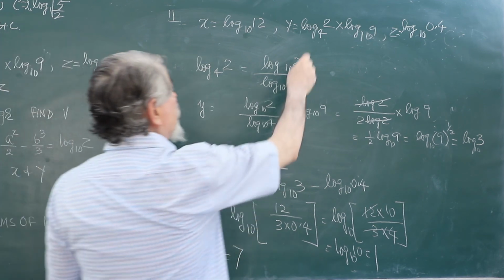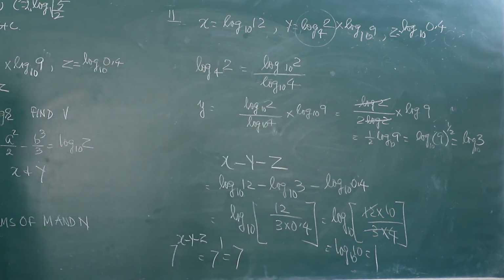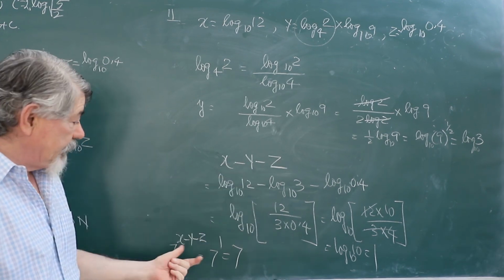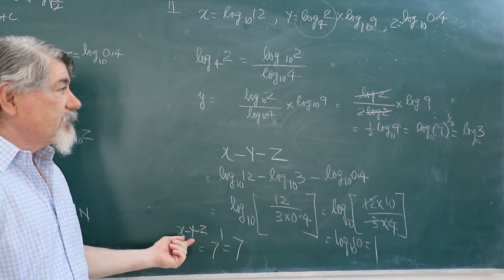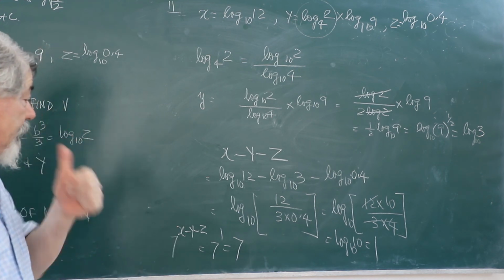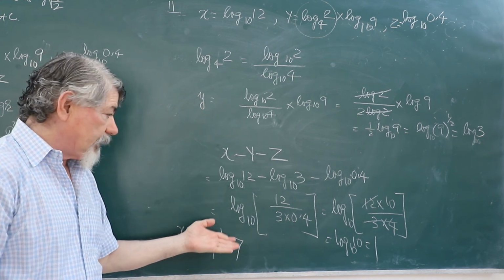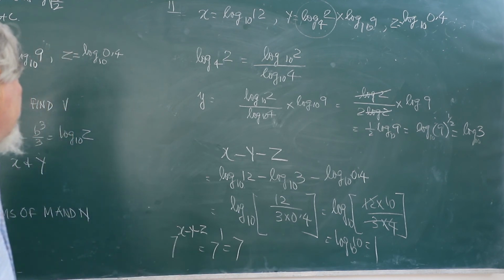The only thing you have to learn here is the changing of the base. We must change it to the common base, and that is how we get the answer. He may not ask you to calculate x minus y minus z, and he might say directly calculate 7 to the power x minus y minus z. For that also you will have to calculate the value of x minus y minus z. That means you have to do the complete process and then apply the value.